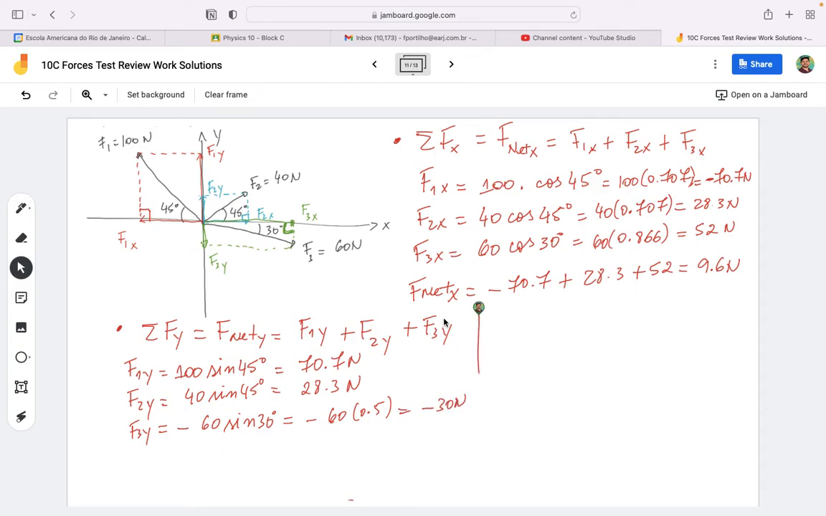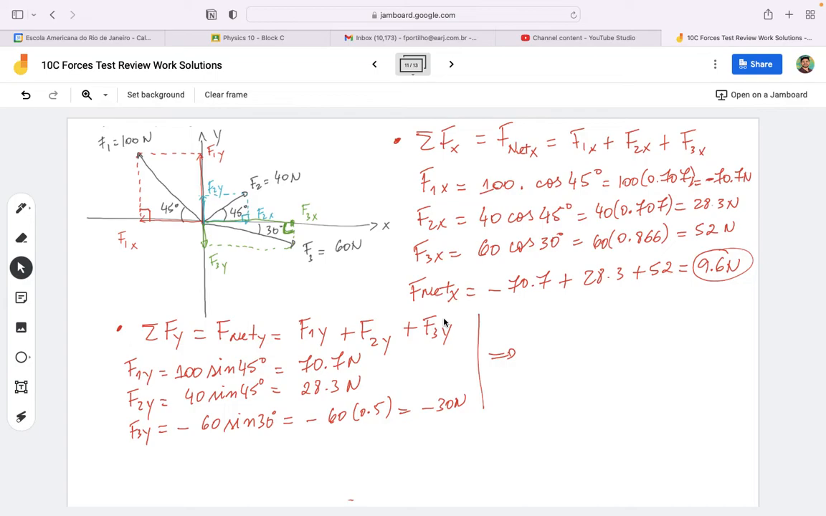So with this information in mind, we can now set up a diagram with the vectors of the x and y components of the net force. So let's see here. We have the net as being 9.6 newtons. Oops, I forgot something that I was almost forgetting.